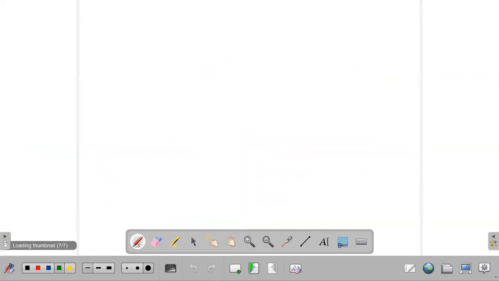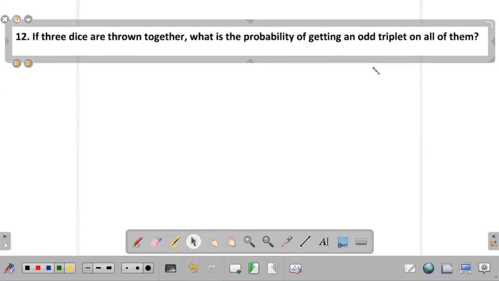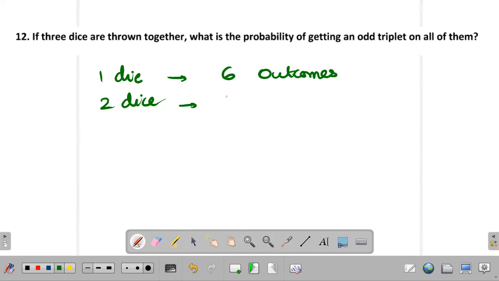So here we go. When 3 dice are thrown together, what is the probability that you are going to get an odd triplet? When one die is thrown, it's a cubical die, you can see that there are 6 outcomes. When 2 dice are thrown, can you tell me how many outcomes are there? 36 outcomes are there.